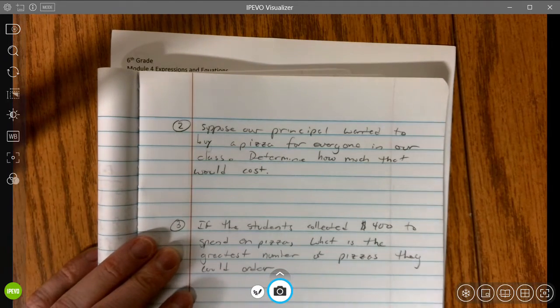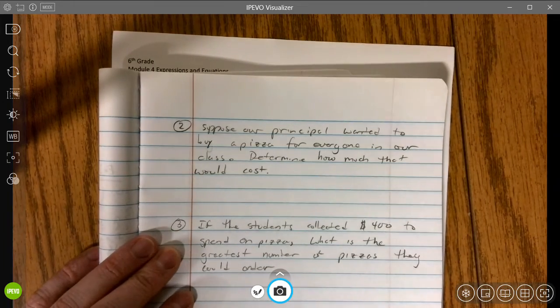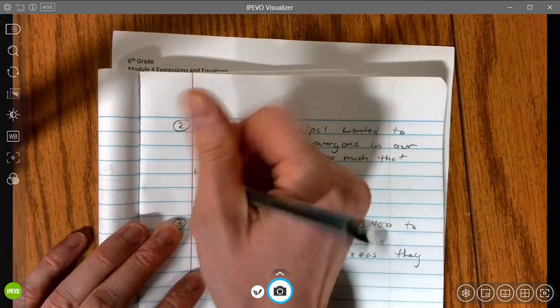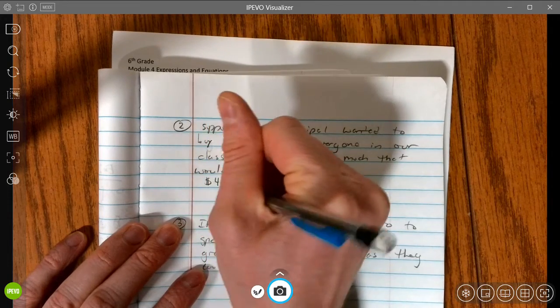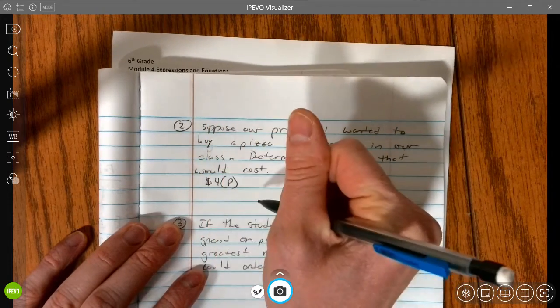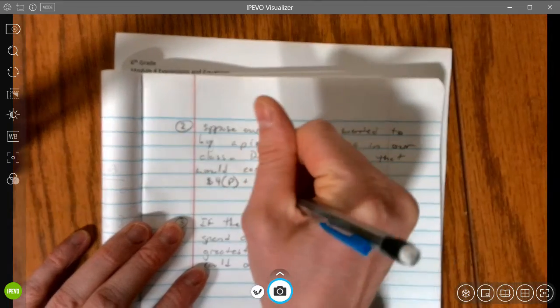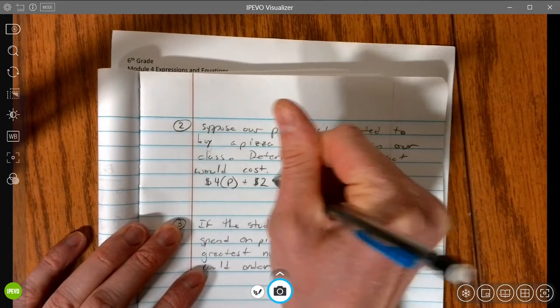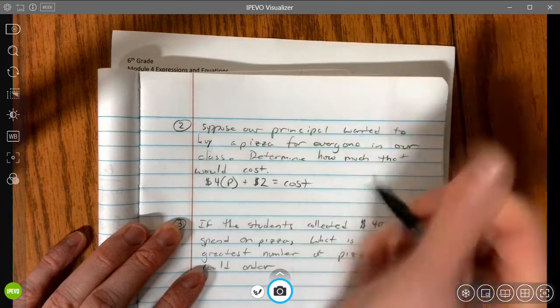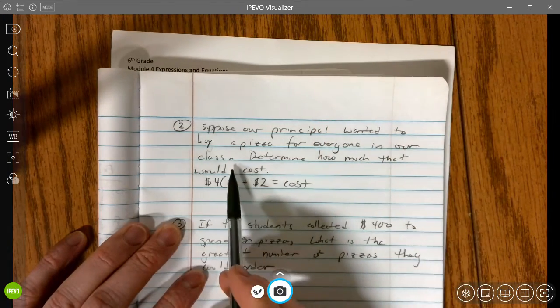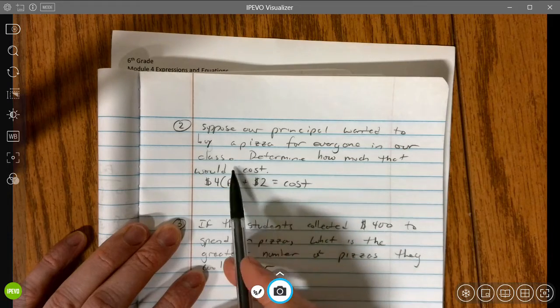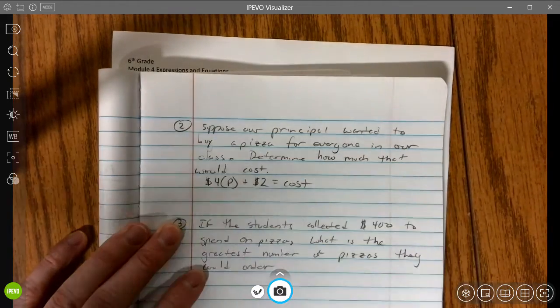Well, let's go back to our formula, our equation, our expression that we just wrote, right? And that was $4 times P plus $2 is equal to our cost, right? So how much would it cost if we bought a pizza for everybody in our class?